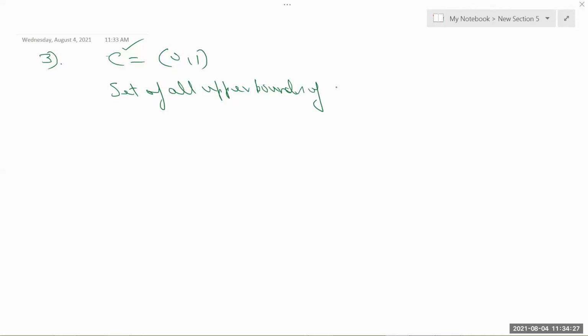Now take another example. This one is example 3. Take C equal to the open interval (0, 1) in this case. First of all, I have discussed it however, but try to find it. Okay, tell me the set of all upper bounds of, say, C. Yes, what will I write?